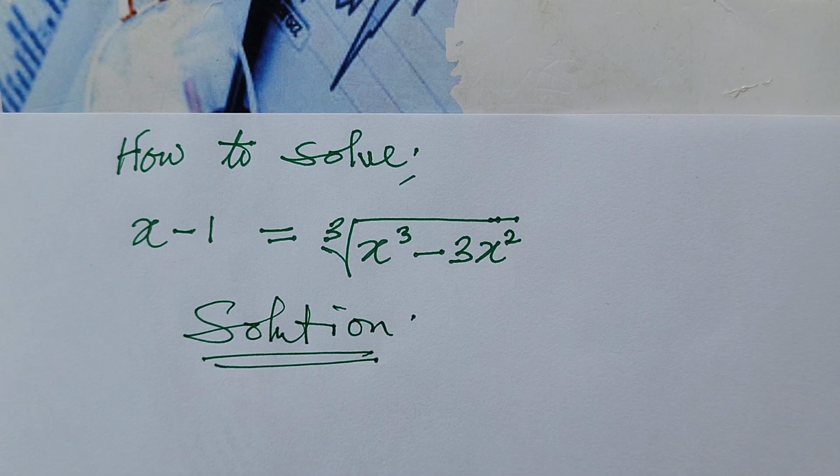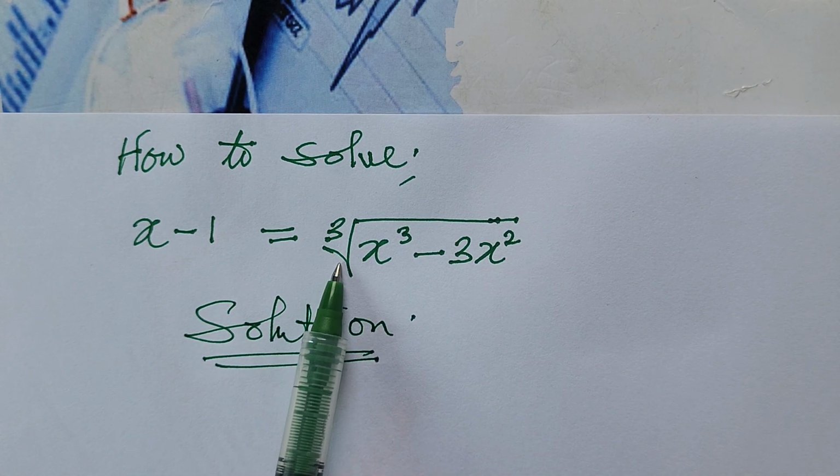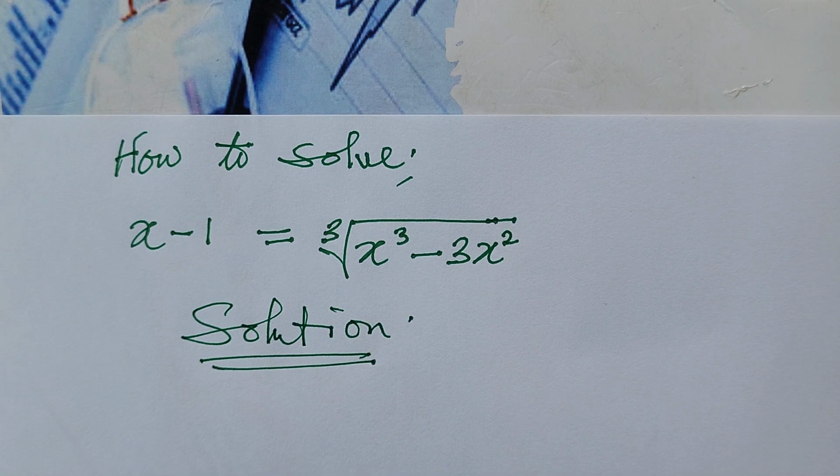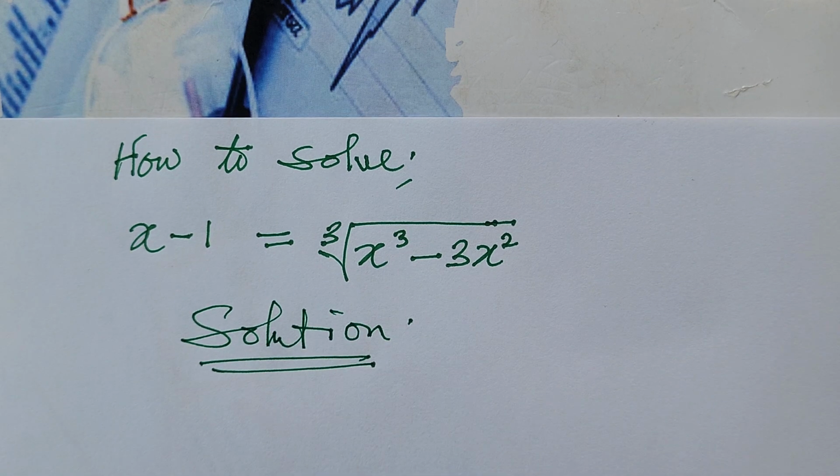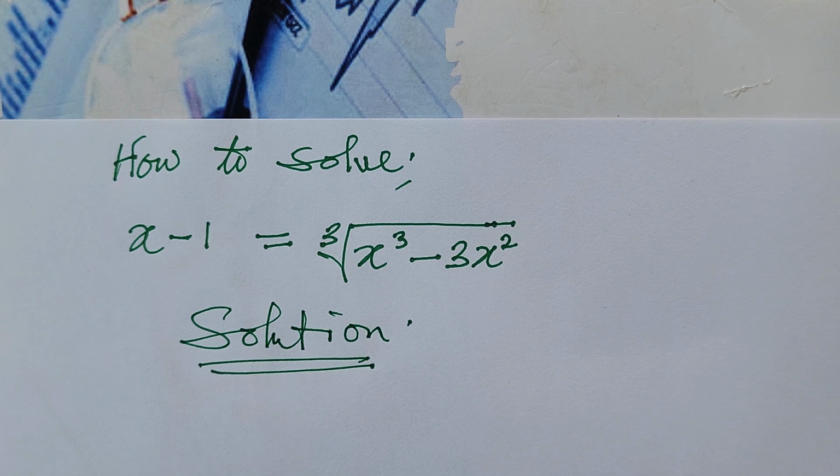Alright. So the question is this. Here we have a radical and this is a cube root. So how do we eliminate this radical here? We just have to take the cube of both sides. So let's cube both sides of the equation.